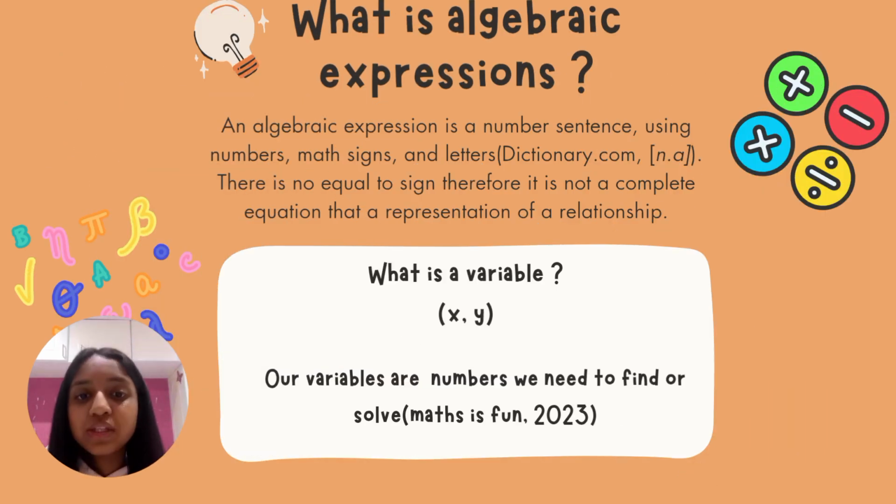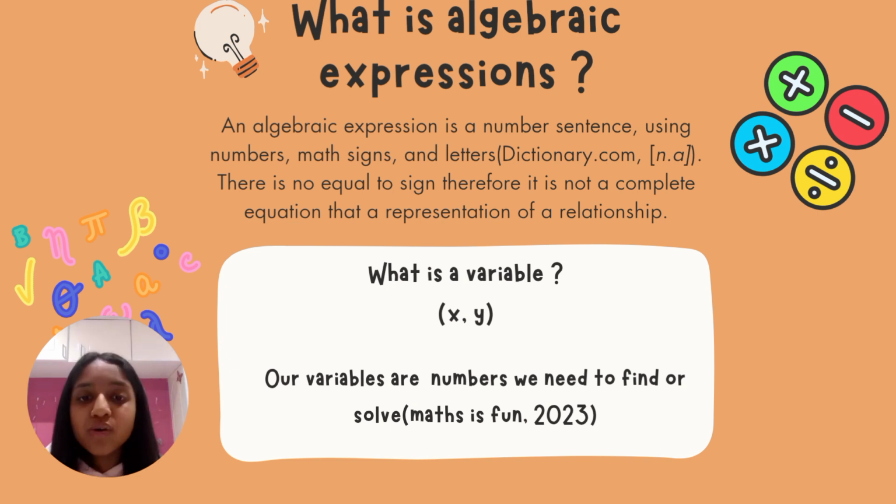Now, before we start with the actual lesson on algebraic expressions, we need to know our definitions. So the simplest definition for an algebraic expression is a number sentence using numbers, math signs, and letters. There is no equal sign, therefore it is not a complete equation. Rather, it is a representation of the relationship.